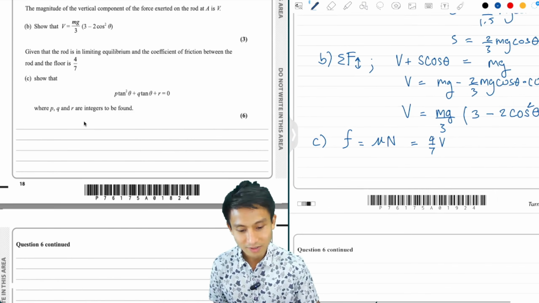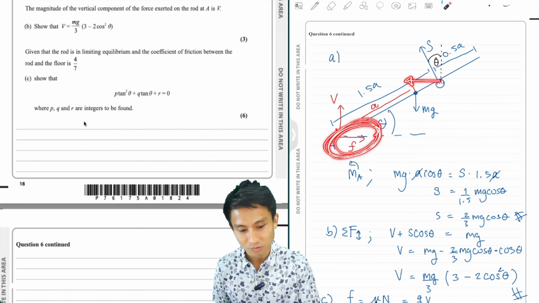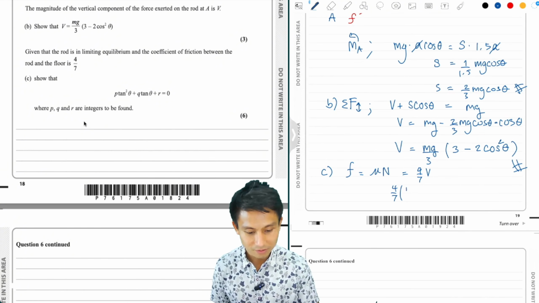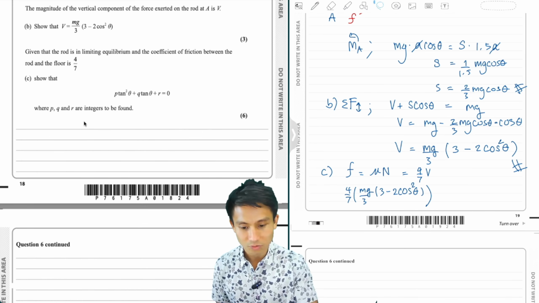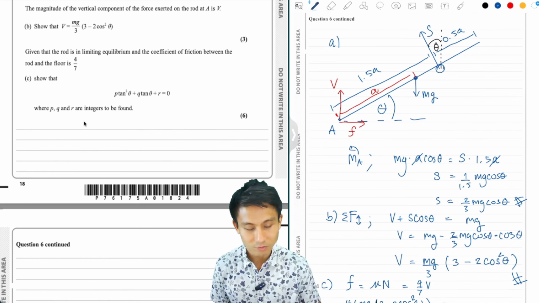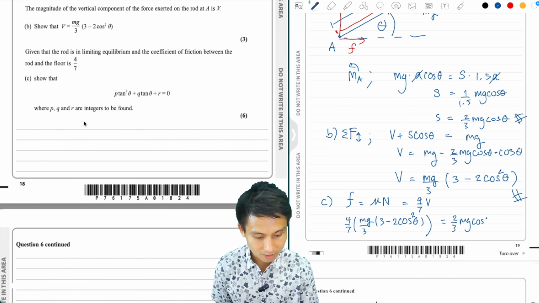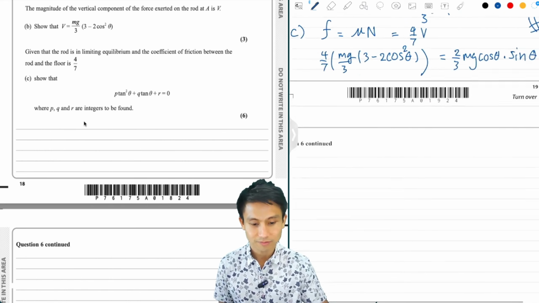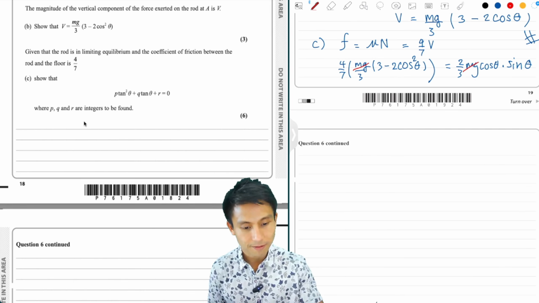Horizontal force balance. So you're going to do F, which is the friction here, equals the horizontal component of S. So that would be F, which is 4 over 7 times the whole V there. I'm just going to copy those down. That's the friction, and it must be equal to the horizontal component of S, which is S sine theta. So S is 2 over 3 mg cos theta. This is just the S. And we multiply that by sine theta, right? To find the horizontal component. Obviously, mg cancels. Okay, fine.